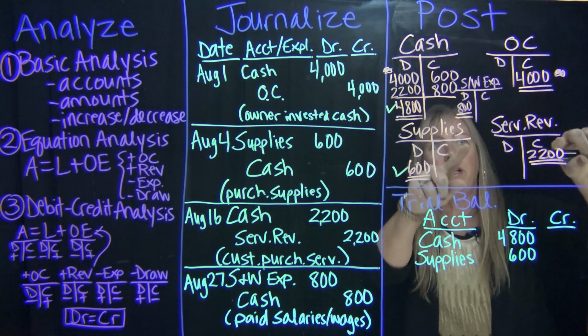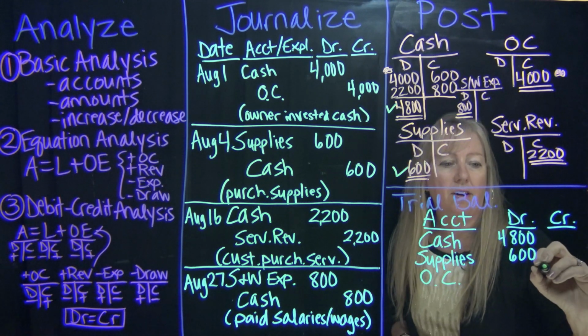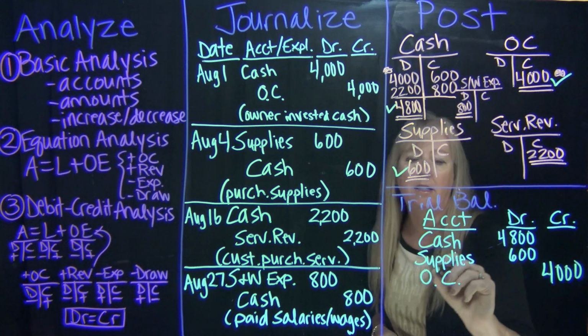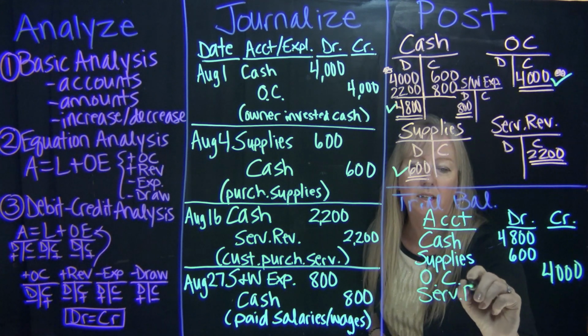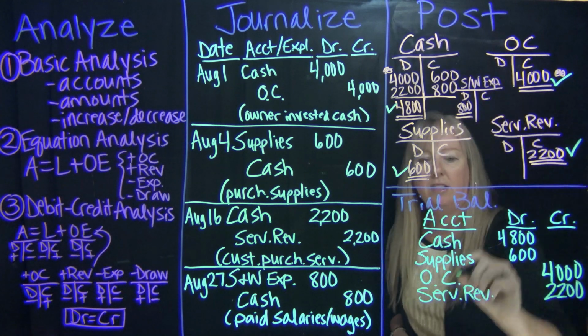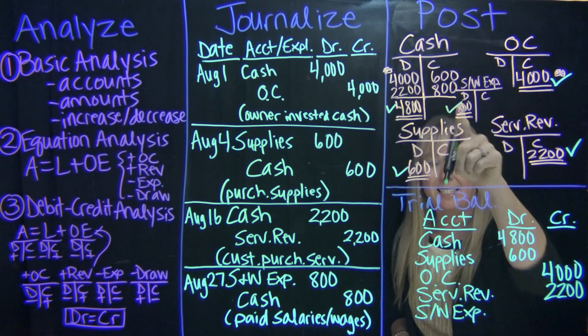Let's see, we've got these three left. Let's do owner's capital next. The balance is 4,000 in the credit column. So we've got that one. We've got two left. Revenues and expenses is the order. Service revenue is going to be next, and then the amount is 2,200. And lastly is our salaries and wages expense, and the amount is 800 on the debit side.